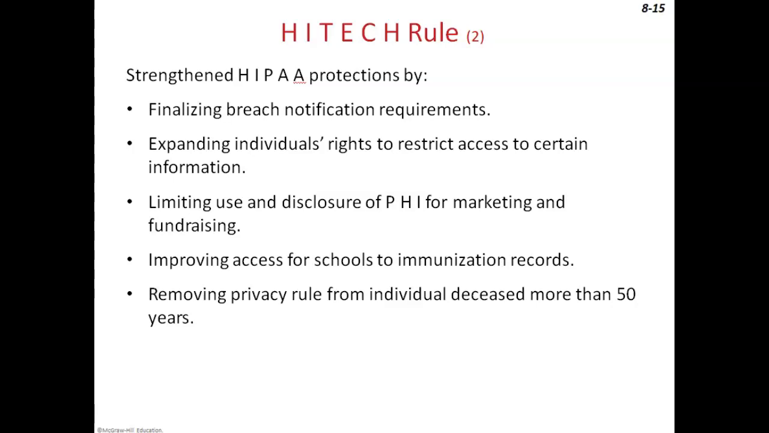finalizing breach notification requirements, expanding individual rights to restrict access to certain information, limiting use and disclosure of PHI for marketing and fundraising, improving access for schools to immunization records, this would be like ImmuTrack, and removing the privacy rule from individuals deceased for more than 50 years.